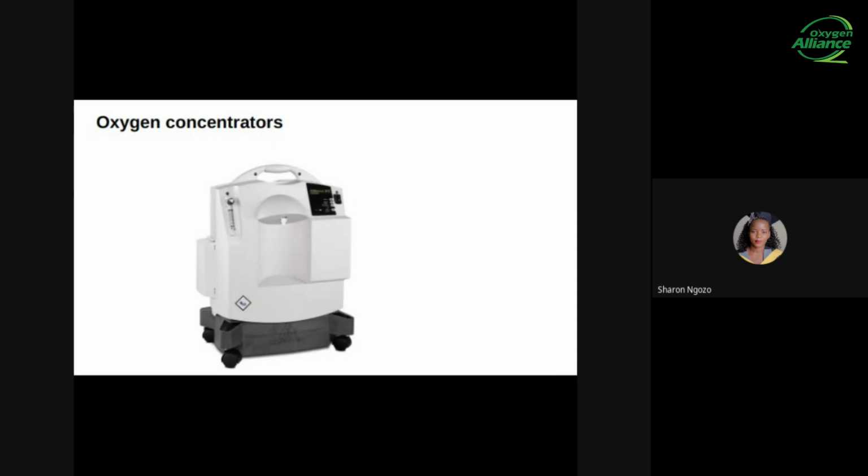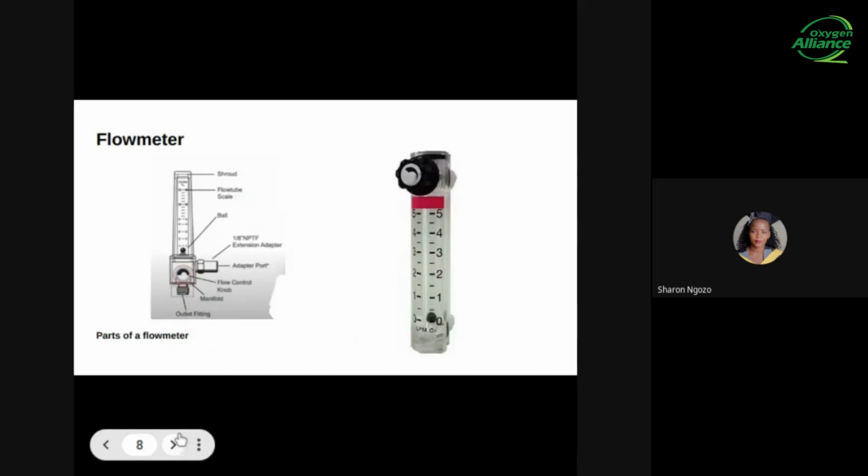Firstly, we'll start with the flow meter. The flow meter is attached to the concentrator and it is used to set the rate at which oxygen is being delivered to a patient. The flow on the flow meter is measured in liters per minute. As you can see on the graphics, there are two flow meters, and the other one shows the parts of the flow meter. There are different parts that have been labeled, but we'll focus on the flow tube scale, the control knob, and the flow meter ball.